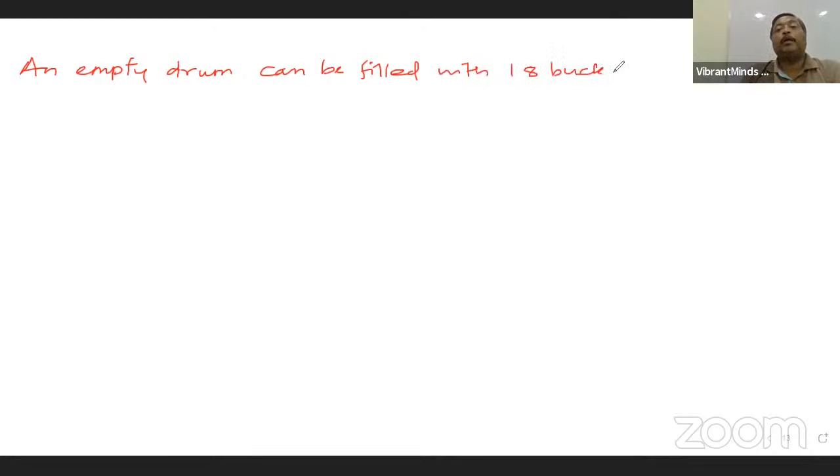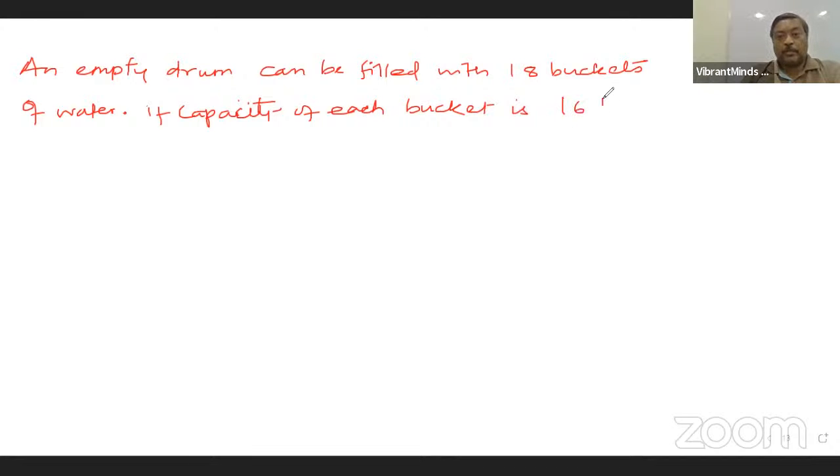So let's go ahead with another question. An empty drum can be filled with 18 buckets of water if the capacity of each bucket is 16 liters.